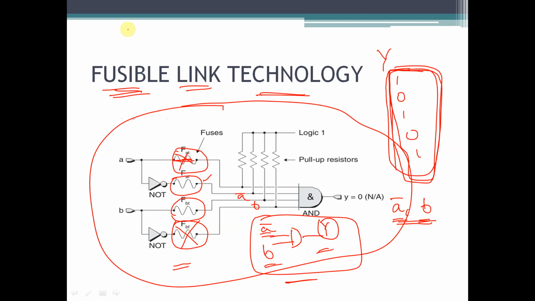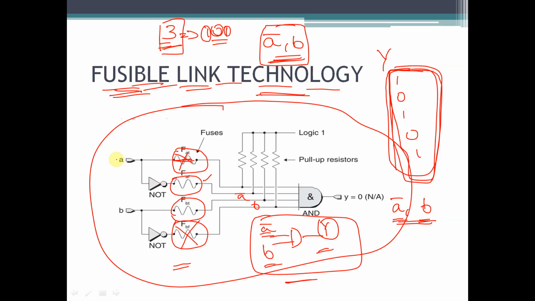Suppose we want at the output the number 3, that is 101. He will give particular inputs A bar and B, so that at the output he can get the bit pattern 101, that is the number 3. So using this fusible link technology, he can program whatever.